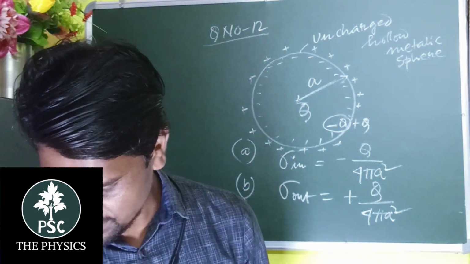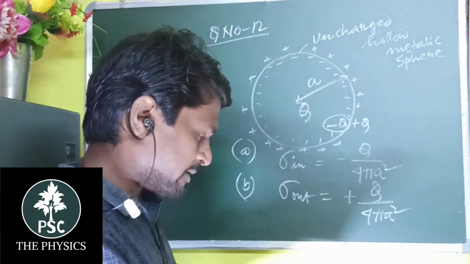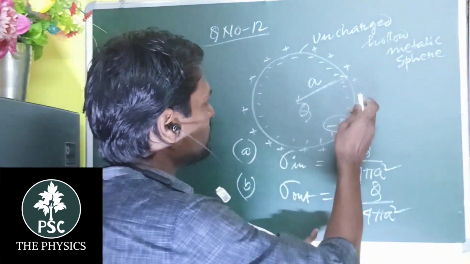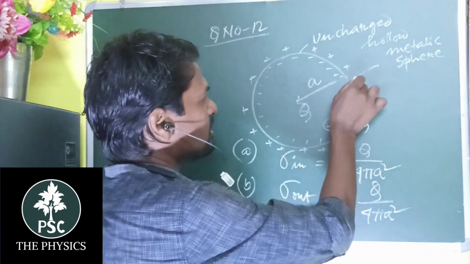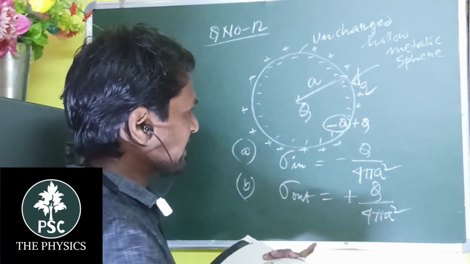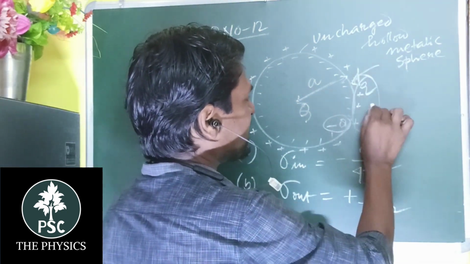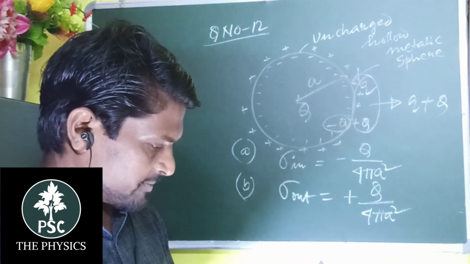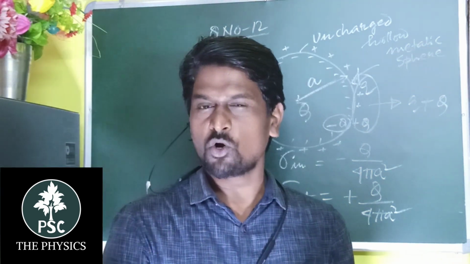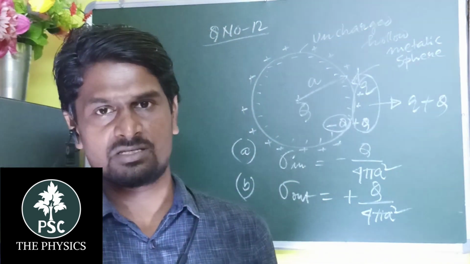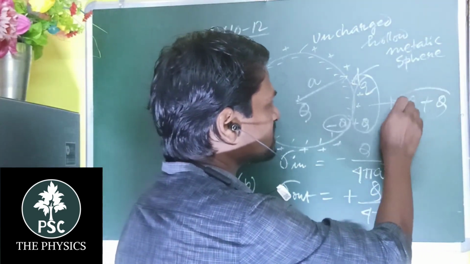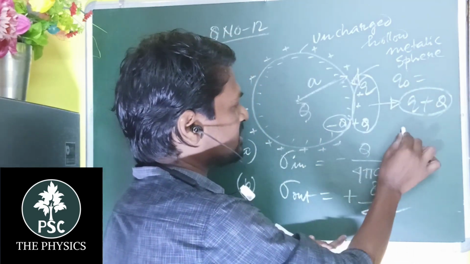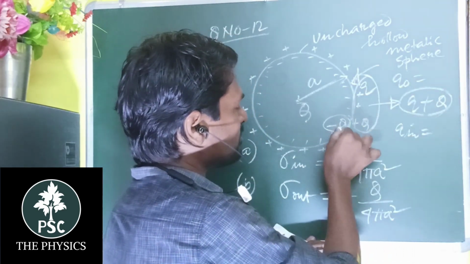And the next part, this is A and B. If a charge small q is put on the sphere, and q is positive, then the net charge on the outside surface now becomes q plus capital Q. We know that charge always resides on the outer surface, so the charge on the outer surface is q plus Q, and the charge on the inner surface is minus Q.